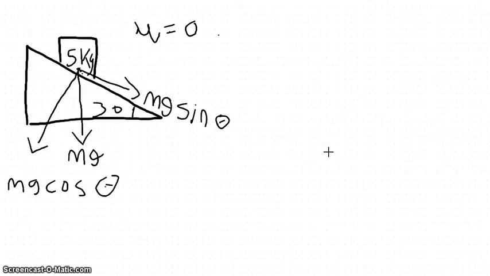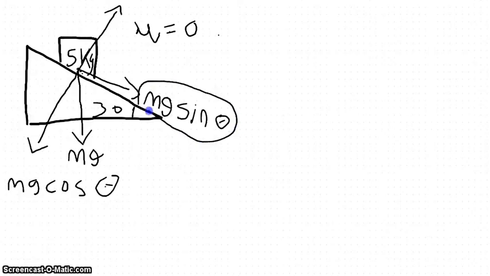And we have one more force that's acting on it, and it's the normal force, and that would act right here, canceling that out, and that would cancel itself out, leaving mg, circle this, mg sine of theta.